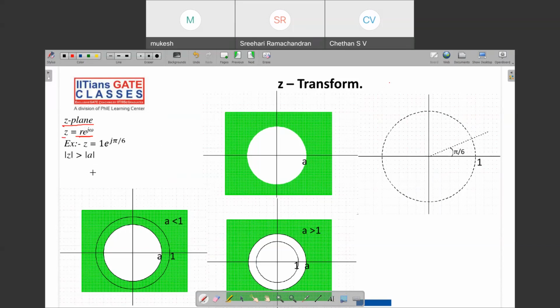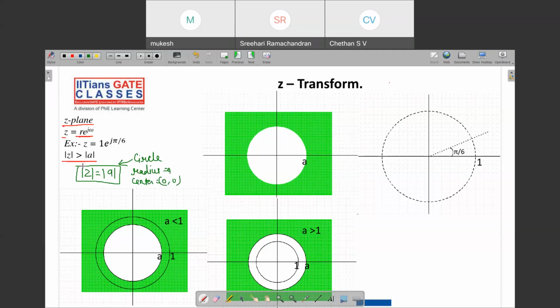Now I want to represent this mod of z greater than mod of a in polar coordinates. How does it look? If I write mod of z equal to mod of a, if you remember from mathematics, in polar coordinates this represents the equation of a circle with radius a and center 0. So here the radius is a and its center is the origin, 0 comma 0.